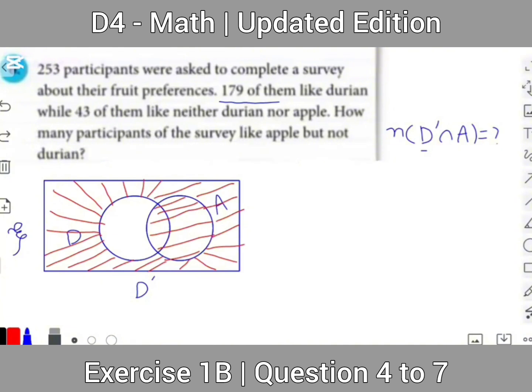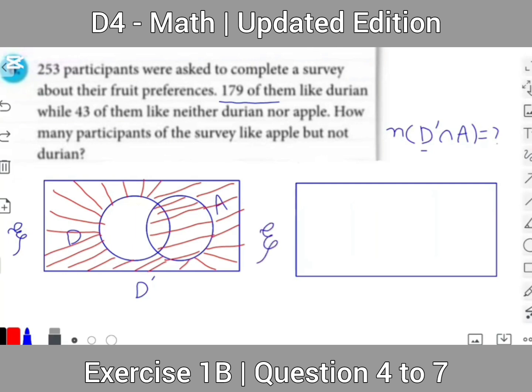Now we will draw another Venn diagram to find the region for the set A. For this, we will color the region for the set A with black color.